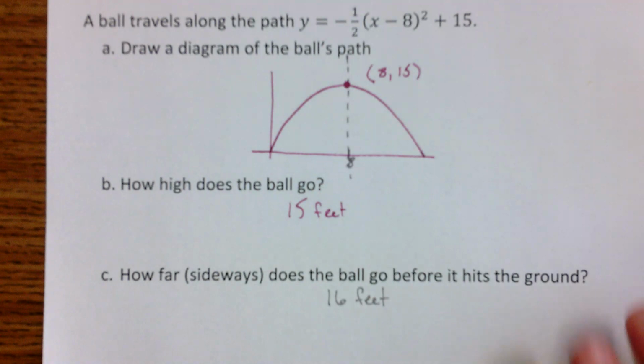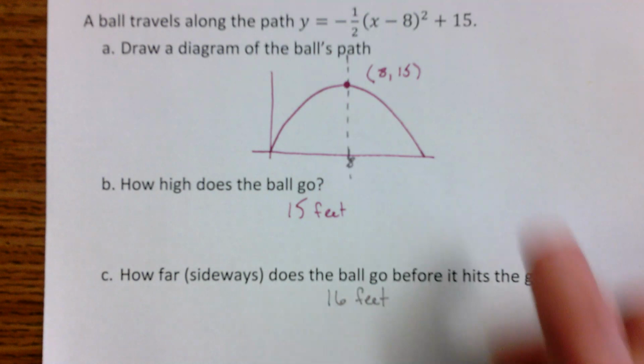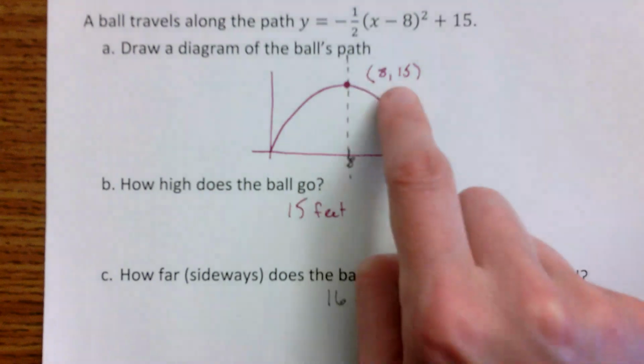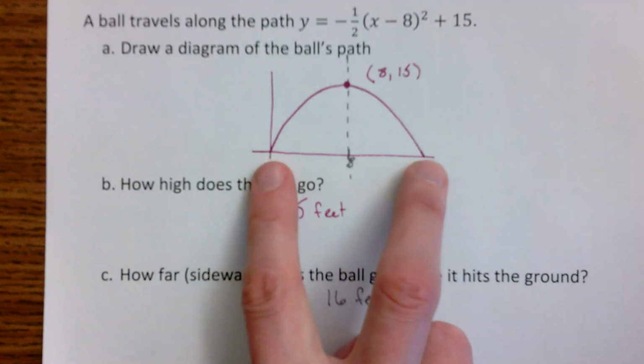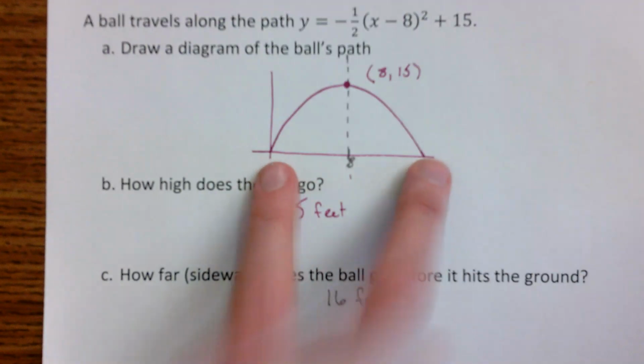Okay, and those are the key features of vertex form. Vertex form is really easy to work with because you can basically just pull the numbers right out of the equation and then figure out some easy stuff about it. So from an equation in vertex form, you should be able to find the vertex, and you should be able to find the distance between your two x-intercepts. So that distance right there.